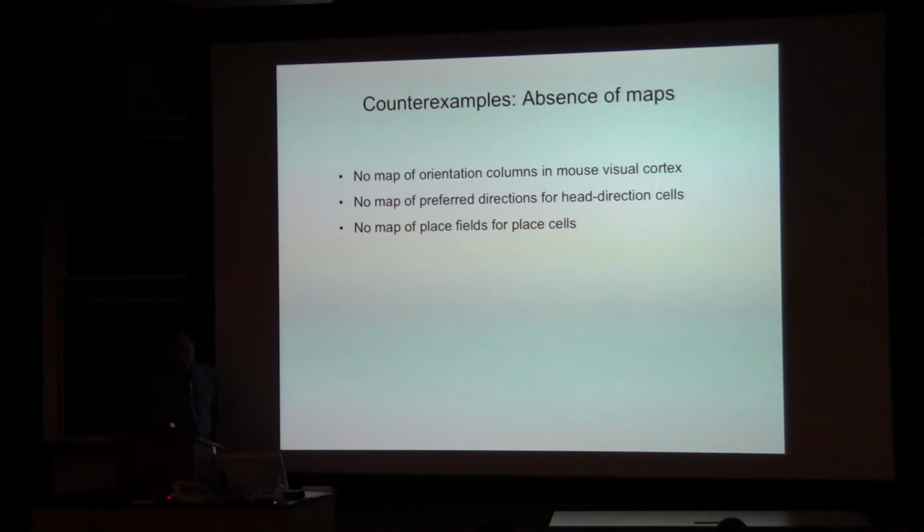So there is not just one map everywhere, there are lots of maps in the brain. You don't see the maps a lot, but they really function a whole lot.